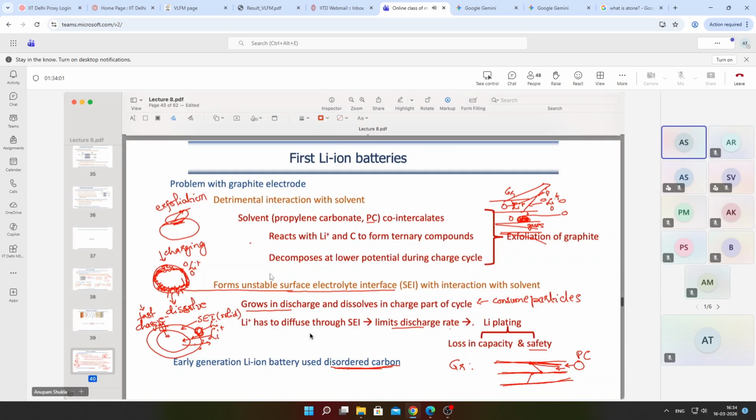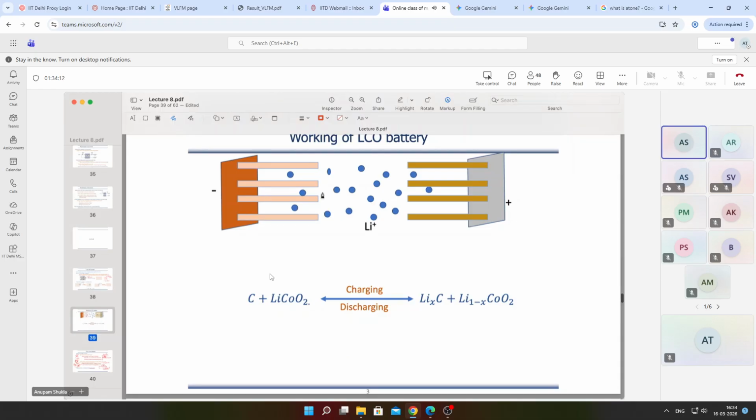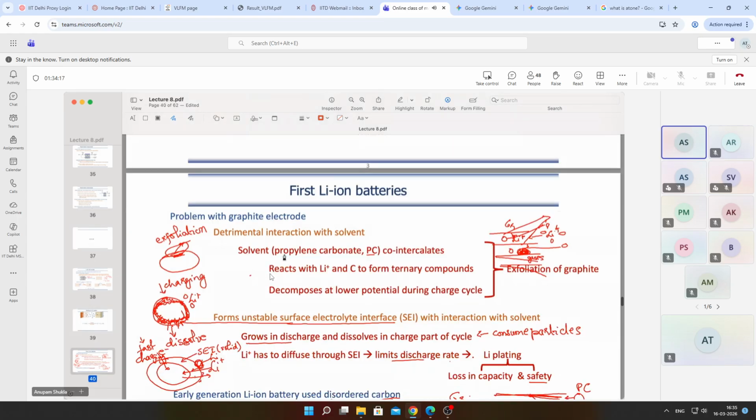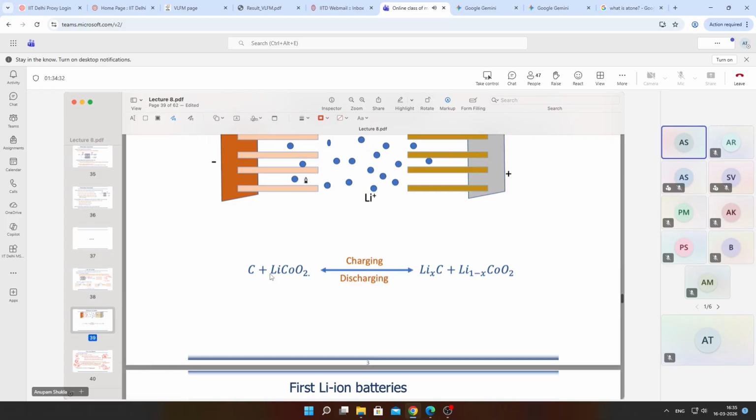Okay, what is the problem with the graphite electrode? The graphite electrode would not survive the lithium ion going in and coming out repeatedly. Why was it a problem? The electrolyte was propylene carbonate, which I acronym as PC. When the lithium ion would go inside during charging, the propylene carbonate would also go inside. So not only the lithium ion will go, along with that, some solvent molecules will also go inside the graphene sheet of a graphite particle.